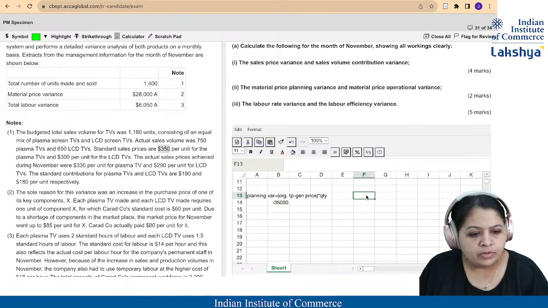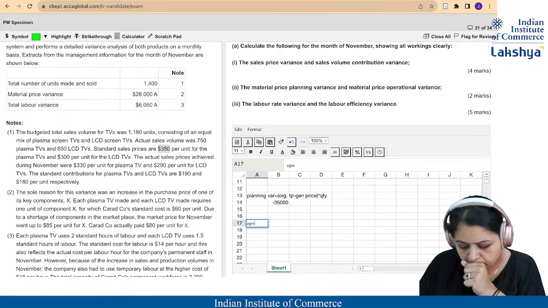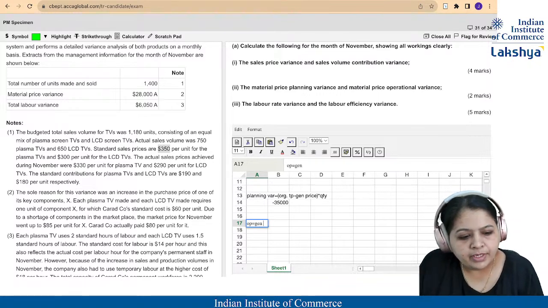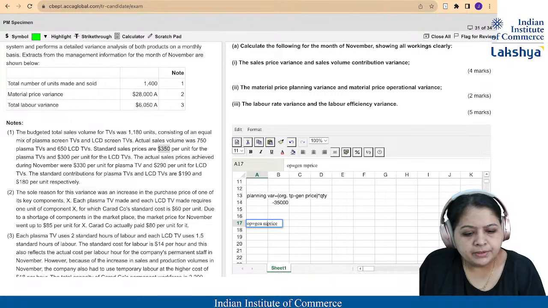Now, when we talk about the operational variance, that is going to be the general price, the general market price.